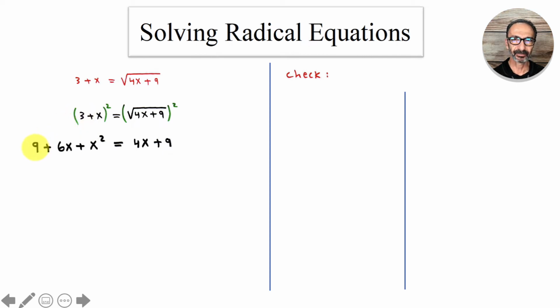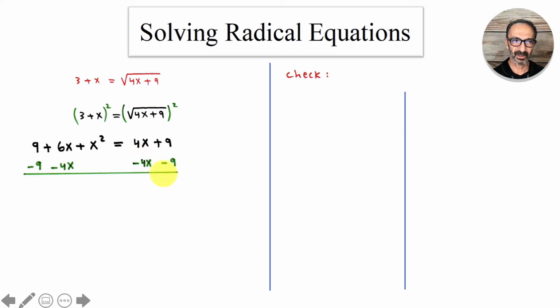get 9 plus 6x plus x squared, and that will cancel the square root. Now we need everything on one side, so we're gonna subtract 4x from both sides. We're gonna subtract 9 from both sides. Let's do that 2 steps in one and save some time.